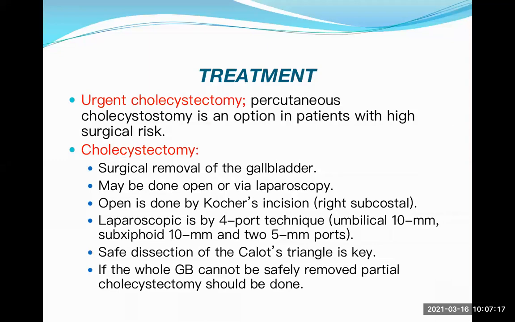What should we do? Urgent cholecystectomy is the treatment for acalculous cholecystitis. Percutaneous cholecystostomy is an option in patients with high surgical risk. What does that mean? If the person is so debilitated, the condition of the patient is such that the vital signs are unstable, I cannot go for surgery in that case. The patient may die under the table. So in that situation, it is better to go for cholecystostomy. What do you mean by that?